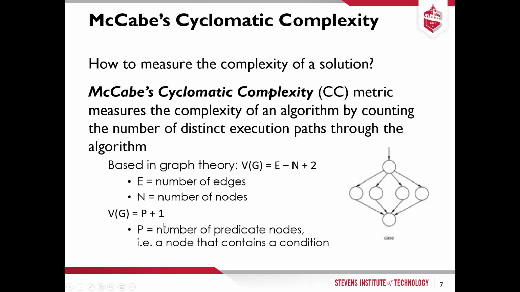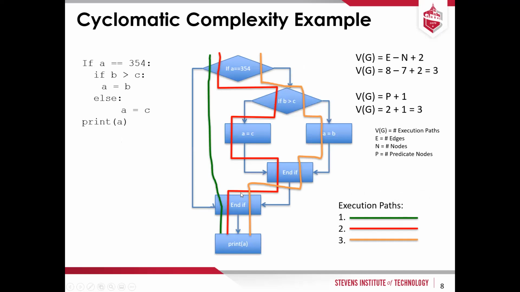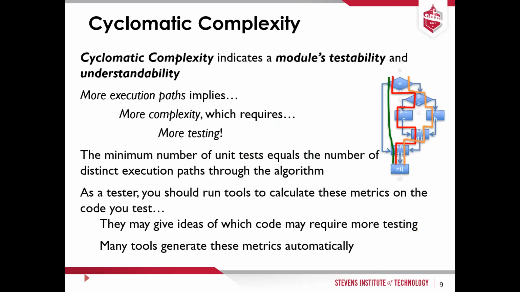Or, the number of predicted nodes that I have plus 1. How many predicted nodes do I have? The final result is either A equal to C or B equal to A equal to B, right? So I have 2 different results. 2 plus 1 would give me 3. Till here it's easy and we can easily follow.